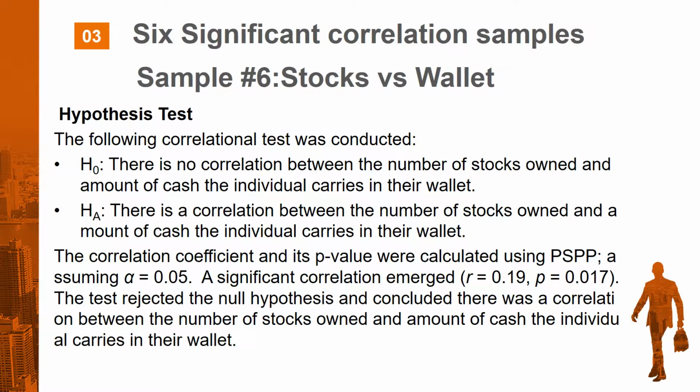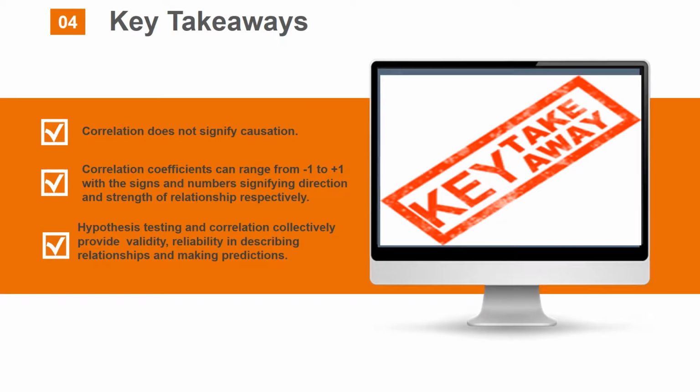We'll move now to have a look at key takeaways. So we have three key takeaways here. The first one is there is a flaw in terms of causation. So a correlation does not signify causation.